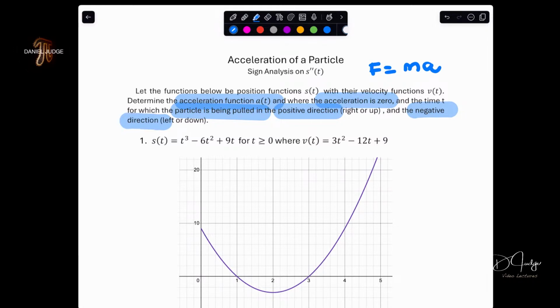Depends on the horizontal movement, or if you're saying vertical movement. Horizontal will be right, left. Vertical is up and down. And so essentially we want to know, at what time t are you going to be having no pull, or having, we should say, pull to the right, pull to the left. Okay, that's what they want us to think about.